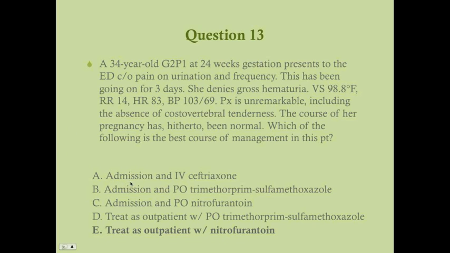So if this patient weren't pregnant, we'd probably say D, although either of these would be correct. Either D or E would be correct. But this patient's pregnant. And in pregnancy, we do not give trimethoprim sulfamethoxazole. Why? Because it's antifolate. And because it's antifolate, it will increase the risk of neural tube defects. So this is contraindicated in pregnancy. We give nitrofurantoin, or some various other drugs, for urinary tract infection in pregnancy.